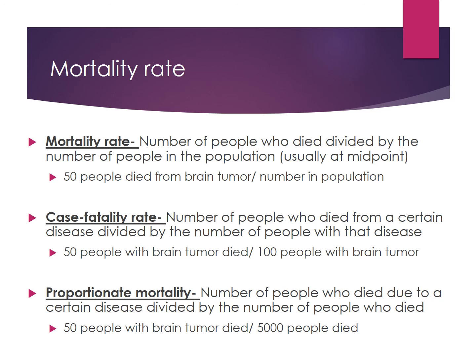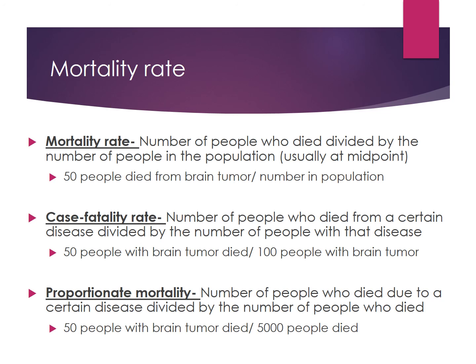This is very different from case fatality rate, where we look at the number of people who died from a certain disease divided by the number of people who have that disease. And so with case fatality rate, again, it would be 50 people with brain tumor died, but our denominator, what we divide it by, would be 100 people with brain tumor. And so we're interested in knowing, of the people who have a condition, how many people died? Of the number of cases, how many were fatal? So case fatality rate. So these two rates are very different, and it's important for you to look at how the denominator is different in the two.